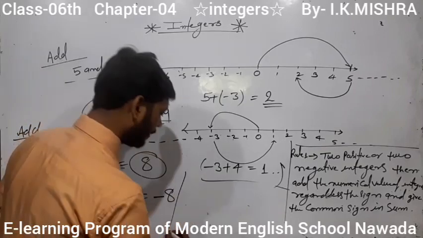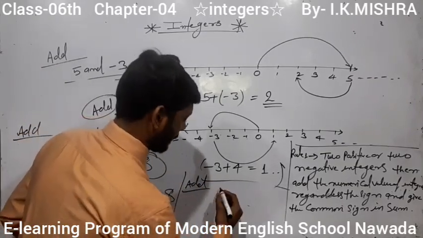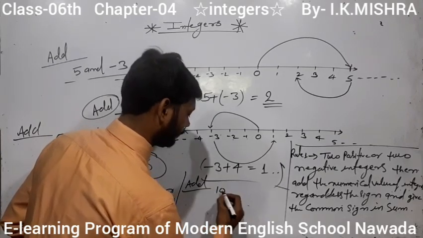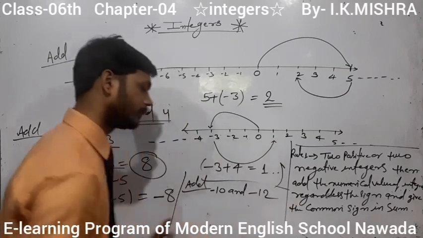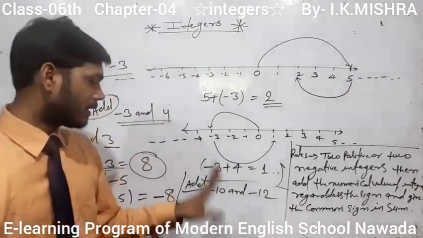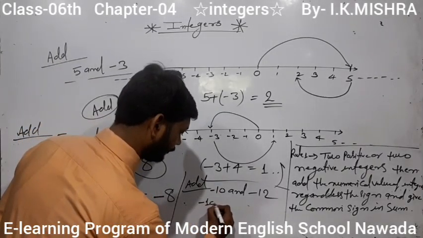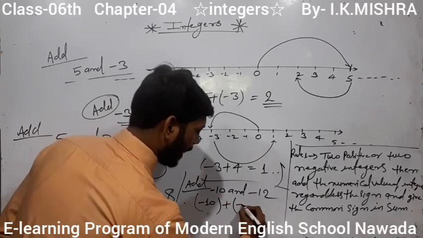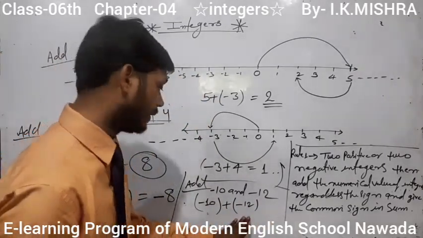Suppose you have to add minus 10 and minus 12. Here, students, both have a negative sign. So students, first of all add. That means here minus 10 plus minus 12. Students, you have to add this.